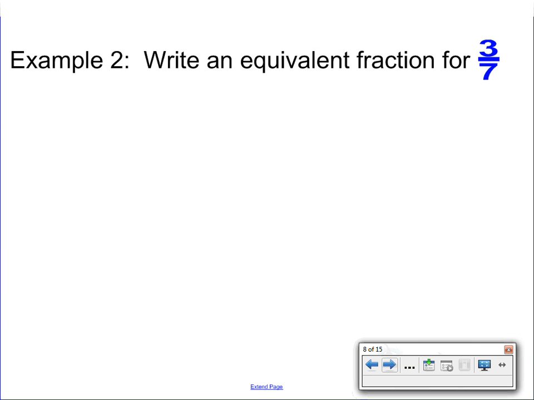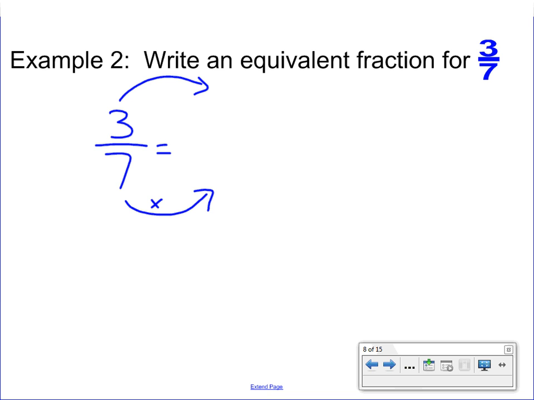Let's try 3/7, and then I'm going to have you guys try some. 3/7. Let's go with 10, a little bit bigger of a number this time. I'm going to multiply the numerator and the denominator by the exact same number. 3 times 10 is 30. 7 times 10 is 70. And right there I have an equivalent fraction.